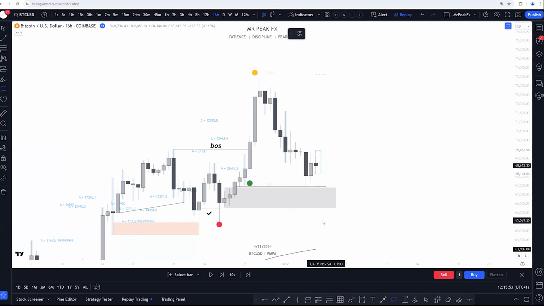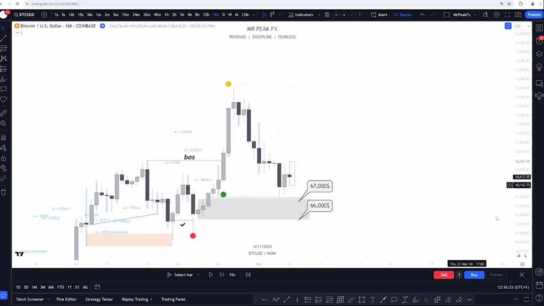I gave the limit, and the demand was between $67,000 and $66,000. So that is the demand. That was the demand I expected price to mitigate and buy from.